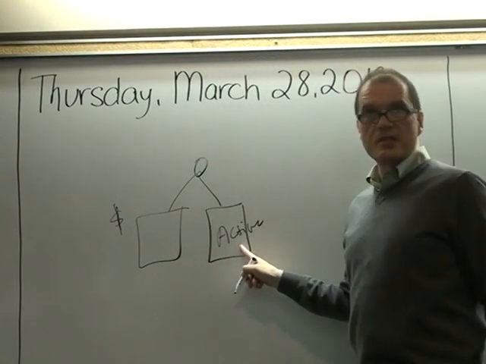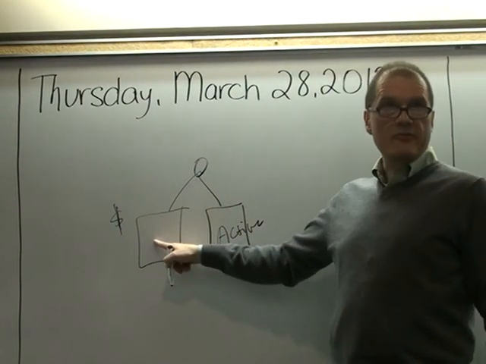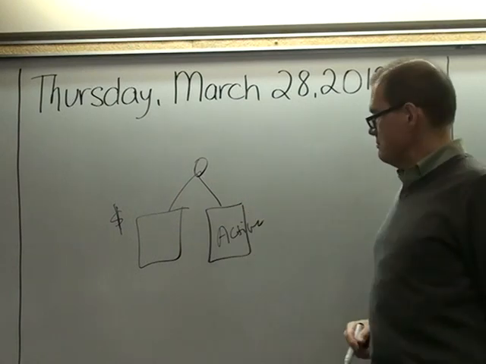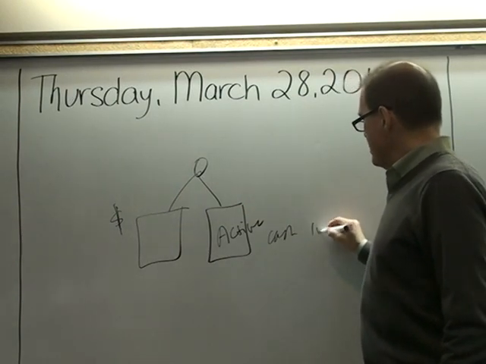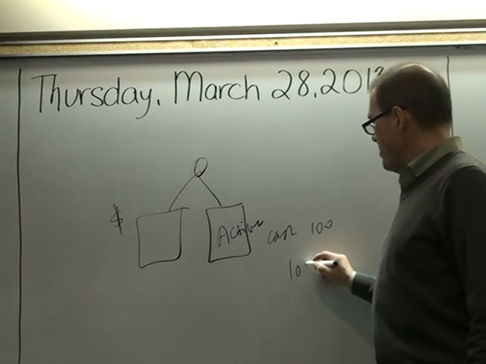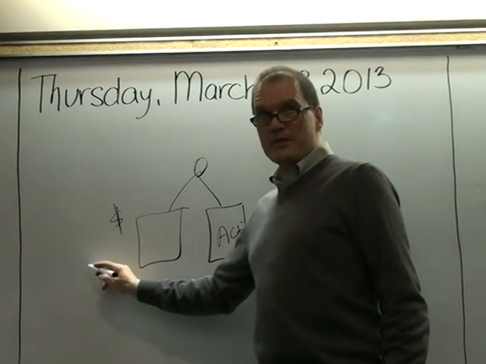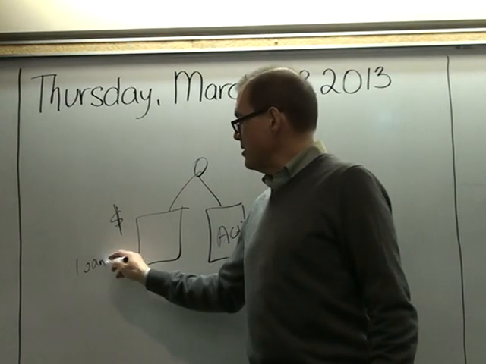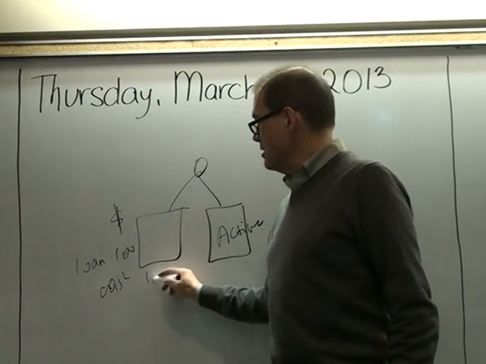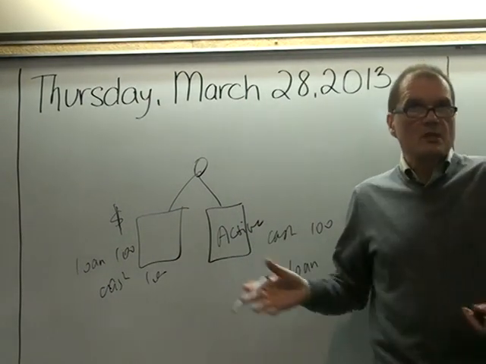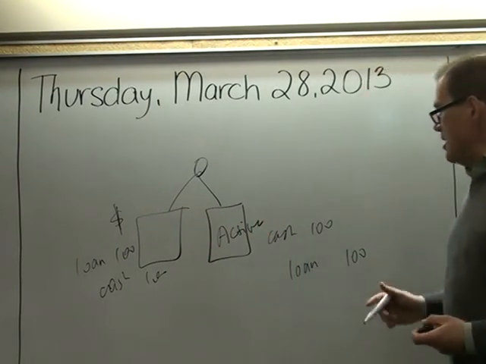And my active business needs some money. So the active business borrows money from this company. So it gets cash, 100, and loan payable, 100. This company gets debit loan receivable, 100, and credit cash, 100. So pretty straightforward. Nothing to do with taxes or anything like that. It's just financing that I need.